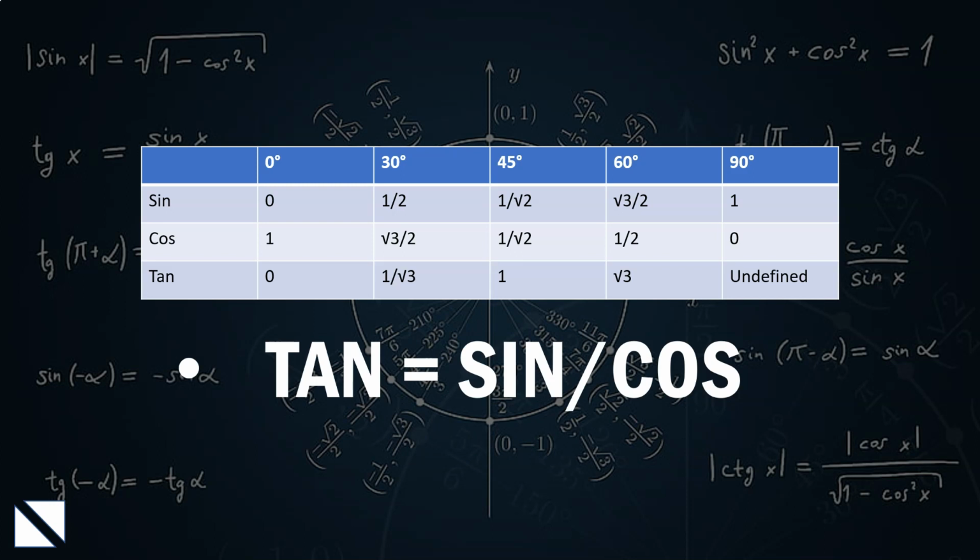And tan is mathematically defined as sine over cos, or sine divided by cos. So to find out the values of tan, you just have to divide sine by cos. So for 0 degrees, 0 divided by 1 is 0. And for 30 degrees, 1 over 2 divided by root 3 over 2 is 1 over root 3. And if you implement this formula for all the values, then you get your answers.